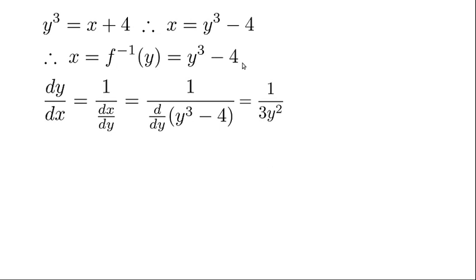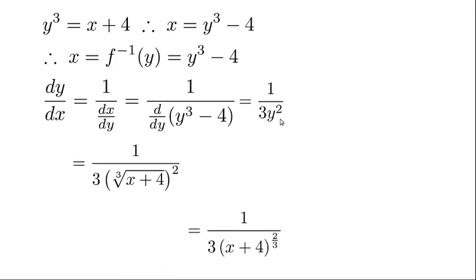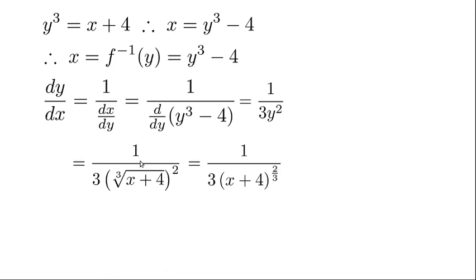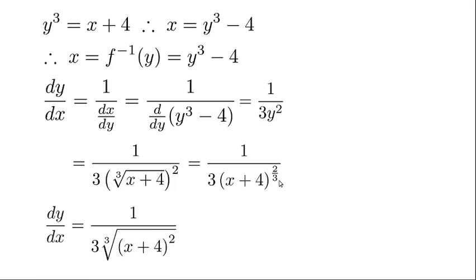So x = f inverse of y = y cube minus 4. dy/dx = 1 upon dx/dy. That is 1 upon the derivative of y cube minus 4 with respect to y, and that is 1 upon 3y square. Therefore, dy/dx = 1 upon 3 times cube root of x plus 4, this is the value of y, whole square, and that gives you 1 upon 3 times x plus 4 whole raised to 2 by 3. Therefore, dy/dx = 1 upon 3 times cube root of x plus 4 whole square. This is true only when x is not equal to minus 4.